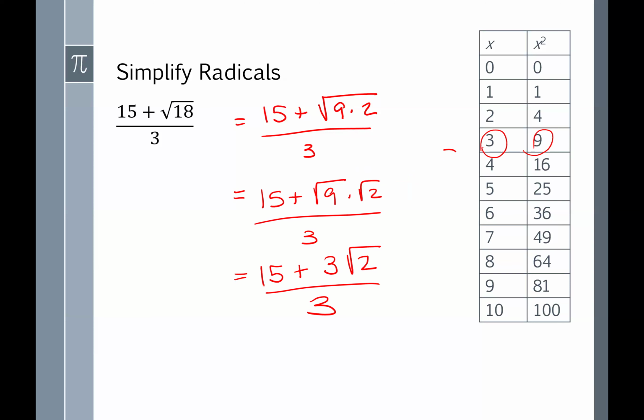Now, can I cancel a 3? And the answer is yes. Why can I now cancel a 3? Because 3 will go into 15. It will also go into 3. So can I cancel it? Yes. So is this 5 plus the square root of 2?